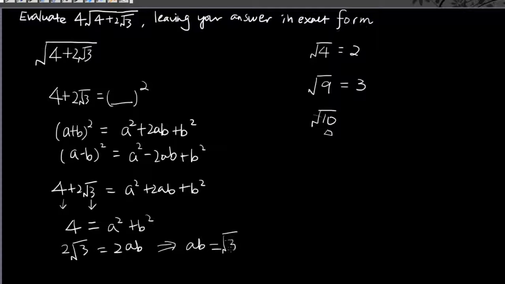Can we have 2 numbers, a and b, whose product is root 3, and the sum of their squares is 4? Actually, yes. a could be 1, b could be square root 3.